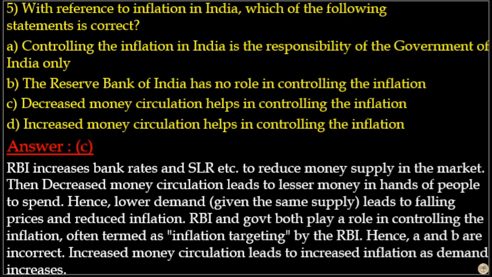RBI and government both play a role in controlling the inflation, often termed as inflation targeting by the RBI. Hence, A and B are incorrect. Increased money circulation leads to increased inflation as demand increases. So, the answer to this question is option C, that is, decreased money circulation helps in controlling the inflation.